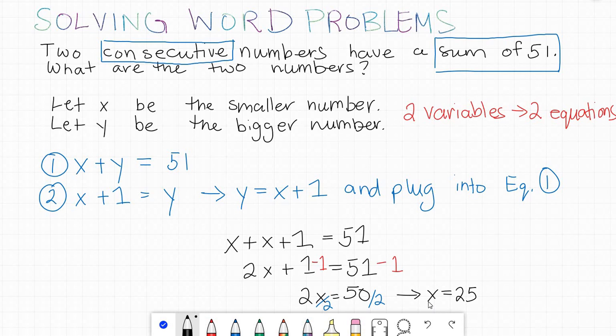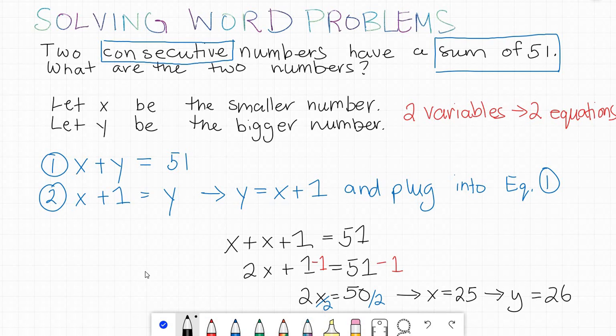So now I have x. This is great. I'm halfway there. And so I just need to figure out what y is. And I can just go ahead and plug in x back into equation 2. So if x is 25, then we add 1 and we get y. So this means that y is equal to 26. So there you have it. We have two consecutive numbers, one after the other, 25 and 26. And when you add them up, you get a sum of 51.